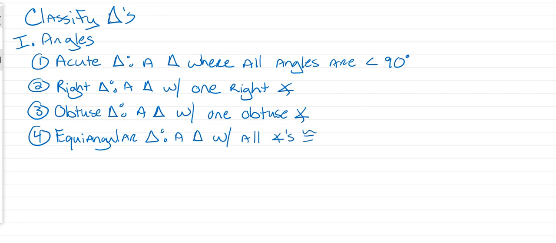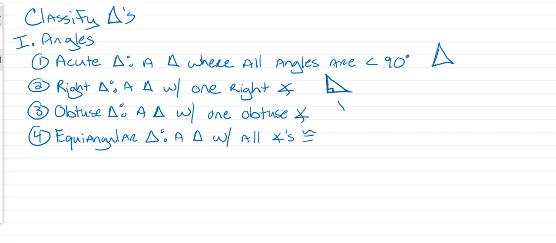All right, so let me just do a quick sketch of these. If it's an acute triangle, it'll look something like that. All the angles are less than 90. If it's a right triangle, it will look something like this. Again, only one of the angles is right. It would have to be marked 90 degrees. You cannot assume anything. So you need that box there.